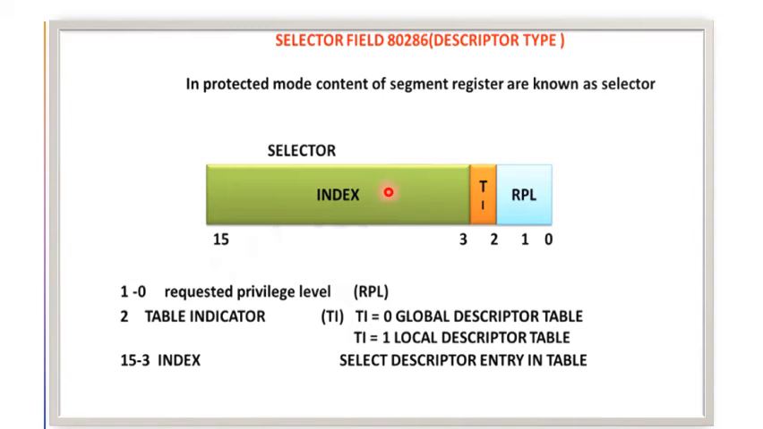Let us now discuss the functions of each bit. Bit 0 to bit 1, request privilege level. It indicates the selector privilege level desired. Bit number 2, table indicator TI. When TI is equal to 0, it uses the global descriptor table. When TI is equal to 1, it uses the local descriptor table. Next, from bit 3 to bit 15, the index. It is used to select the descriptor entry in the table.